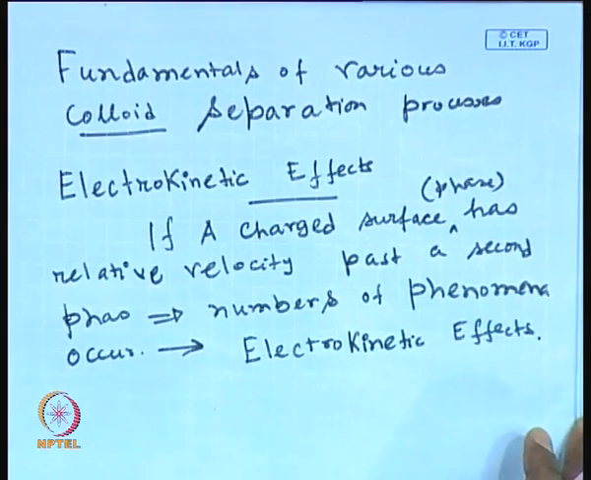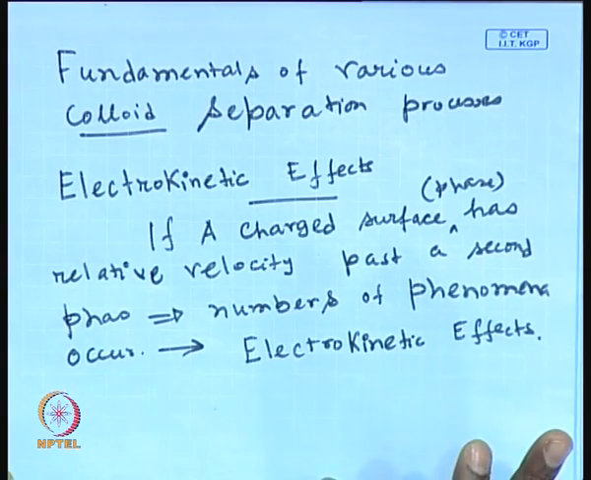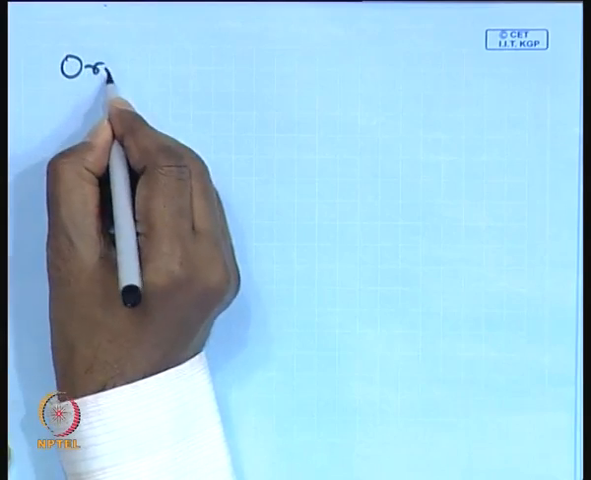So what is basically the definition of electrokinetic effects? If you have a charged surface or phase and it moves past another phase, then there are a number of such phenomena that will occur, and all of them are grouped under the category of electrokinetic effect. Now, let us look into the origin of electrokinetic effect.